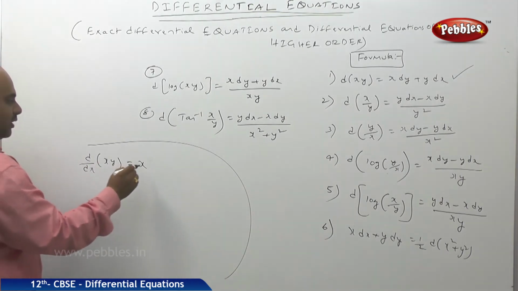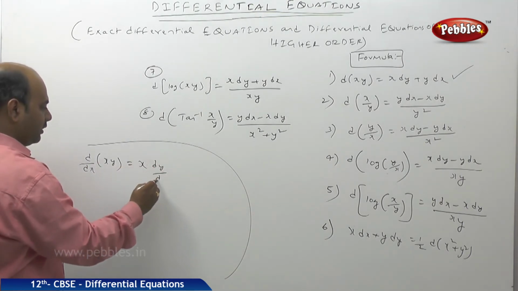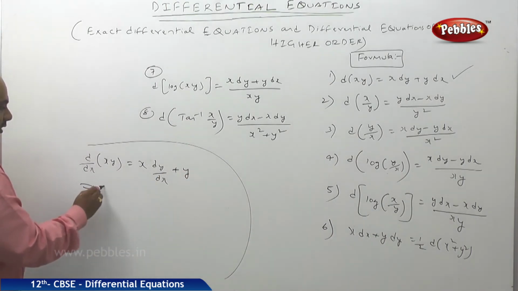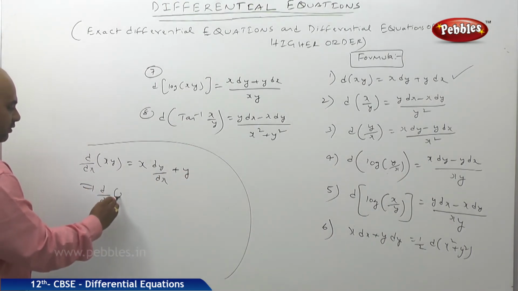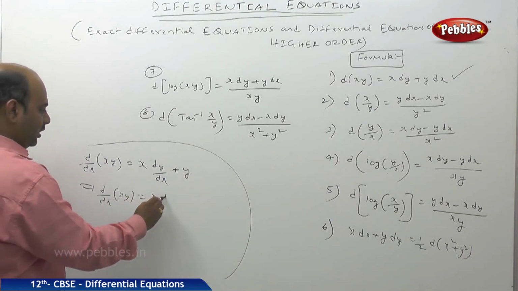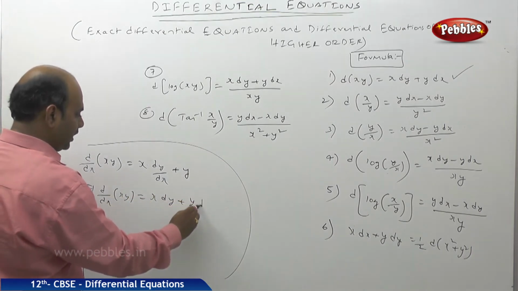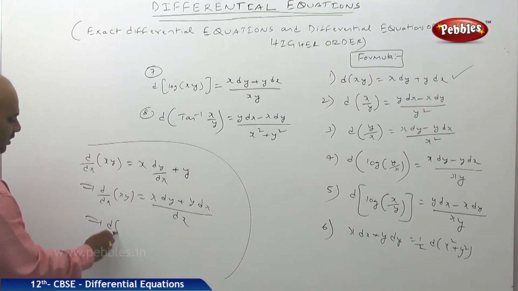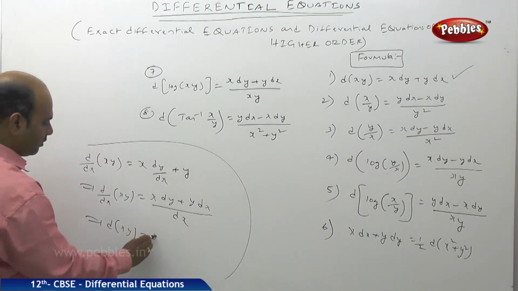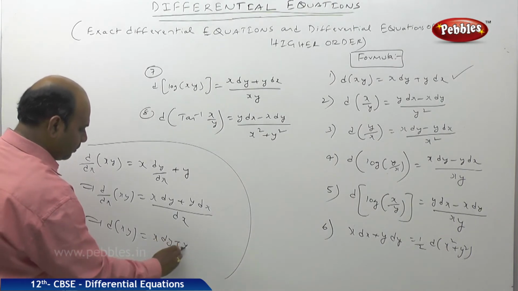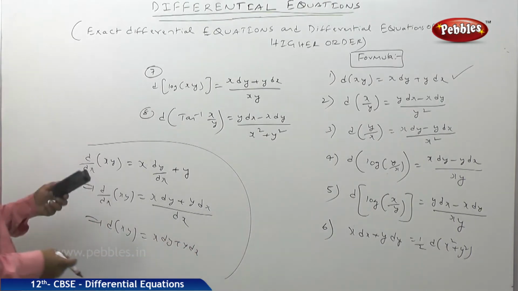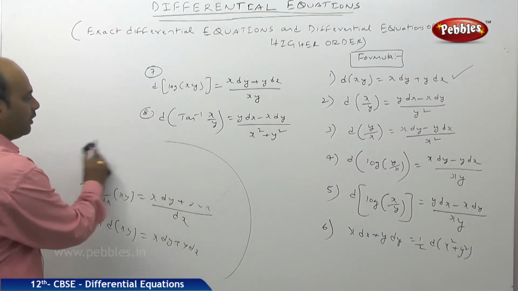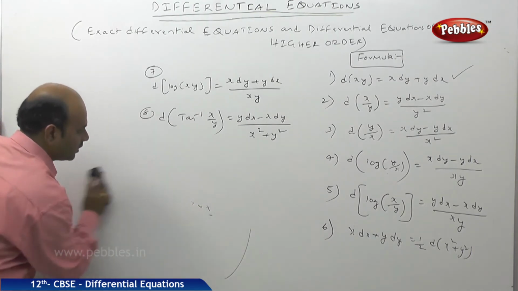If I take the derivative of x into y, what happens? x dy by dx plus y. Now later, d by dx of xy is equal to (x dy plus y dx) divided by dx. So finally I can write like this: d of xy is equal to x dy plus y dx. This is a simple proof, but all these proofs are not required. We just need to remember this particular result.